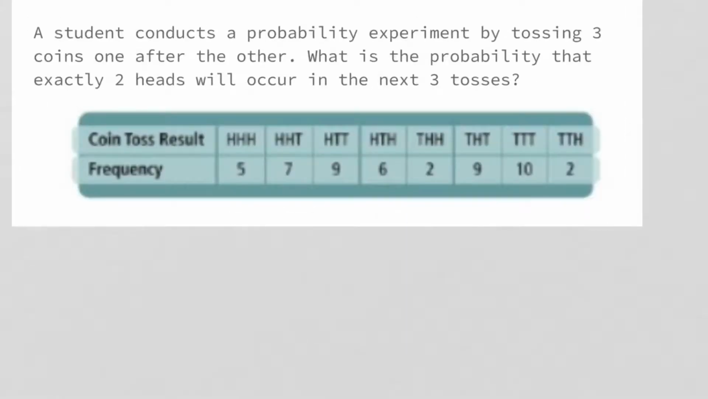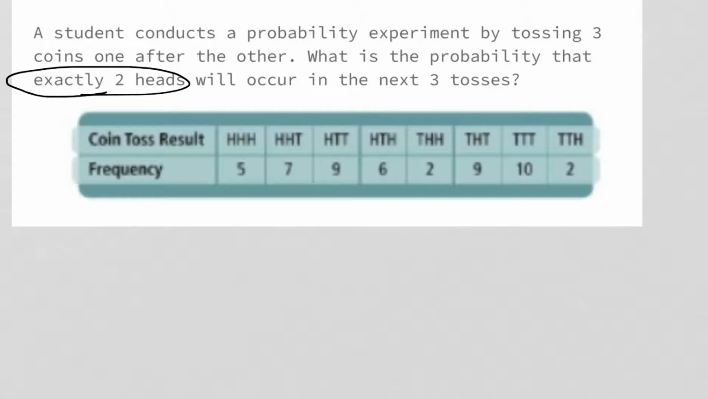Okay, here's a second example of a frequency table. A student conducts a probability experiment by tossing 3 coins, one after the other. What is the probability that exactly, and I'm stressing that one, exactly 2 heads will occur in the next 3 tosses? So we need to figure out which ones they are referencing.